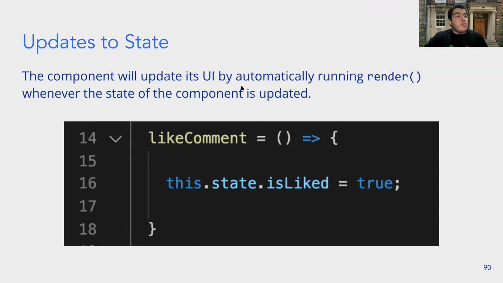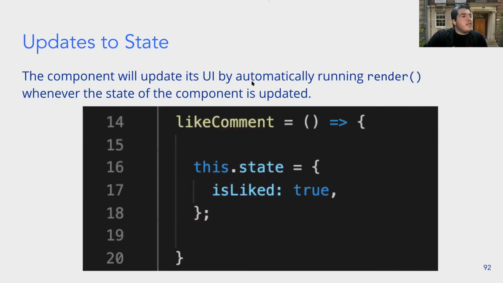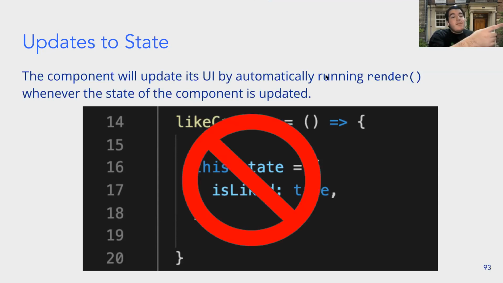So you might think, okay, well, can we just reassign what state is, right? Is this another option? Turns out this also does not work. We cannot do this.state is equal to, like we cannot reassign what state is. That's how we define it in our constructor, but whenever we're updating it, that's not how we do it, right?